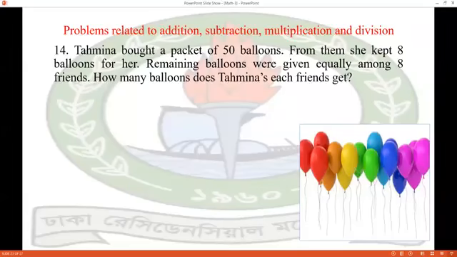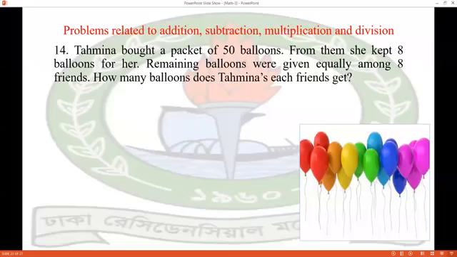As an example, Tuhin invited his 8 friends to his birthday. He bought a packet of 50 balloons, then Tuhin kept 8 balloons for himself, and the remaining balloons he equally distributed among his 8 friends. How many balloons does each of Tuhin's friends get? We have to find out.